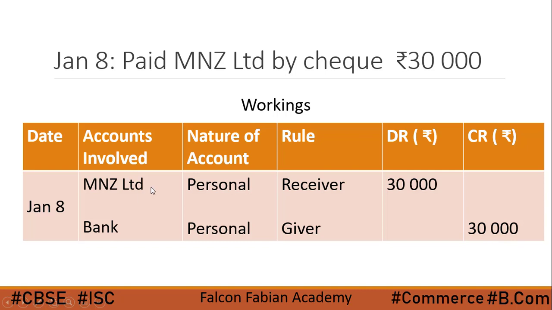So the two accounts involved are MNZ Limited and bank. To MNZ Limited, the rule for personal account is going to be applied. It is the receiver of money in this transaction. Therefore, its account needs to be debited. And the rule for personal account is going to be applied to bank also. It is giving the money. Therefore, it is the giver and its account needs to be credited by 30,000.